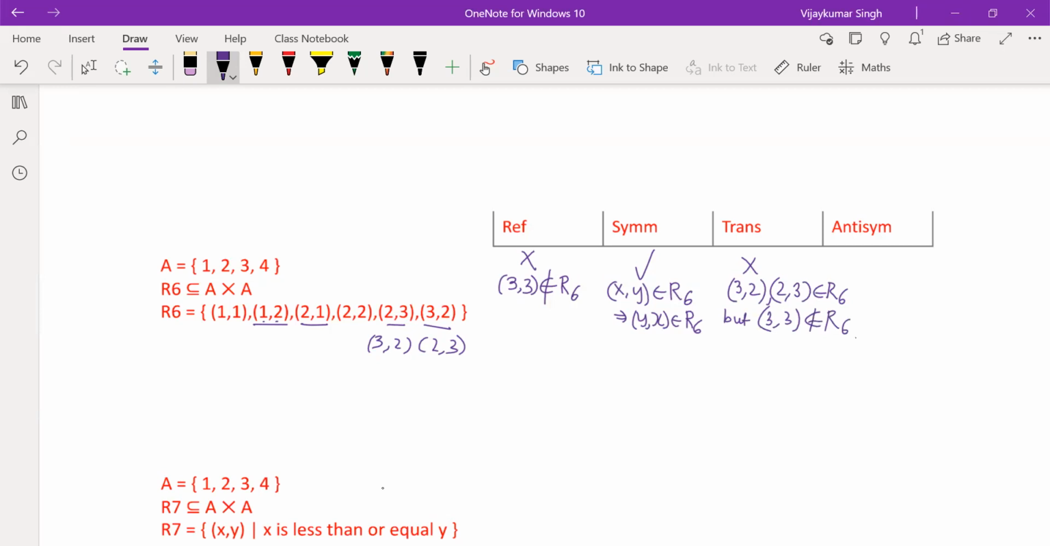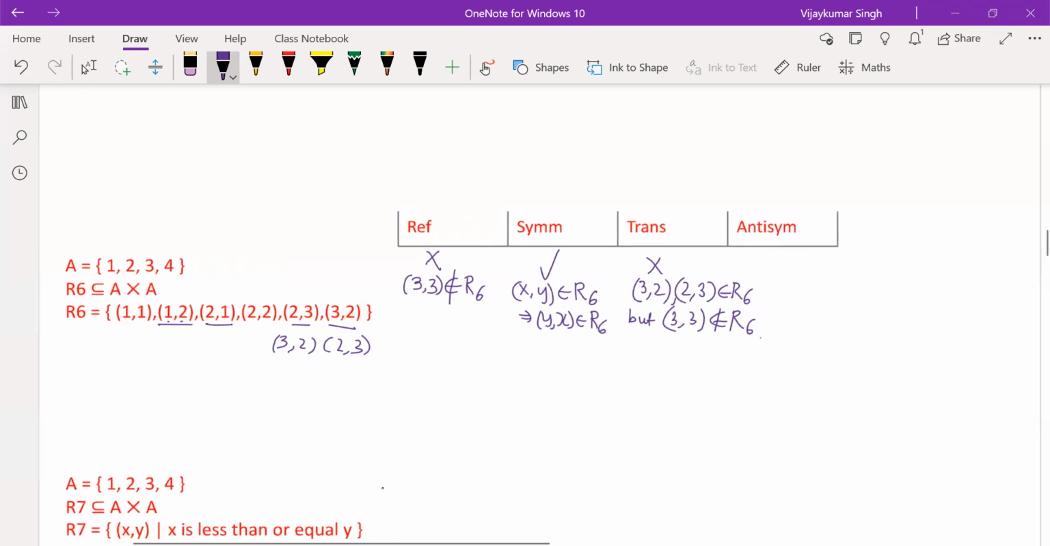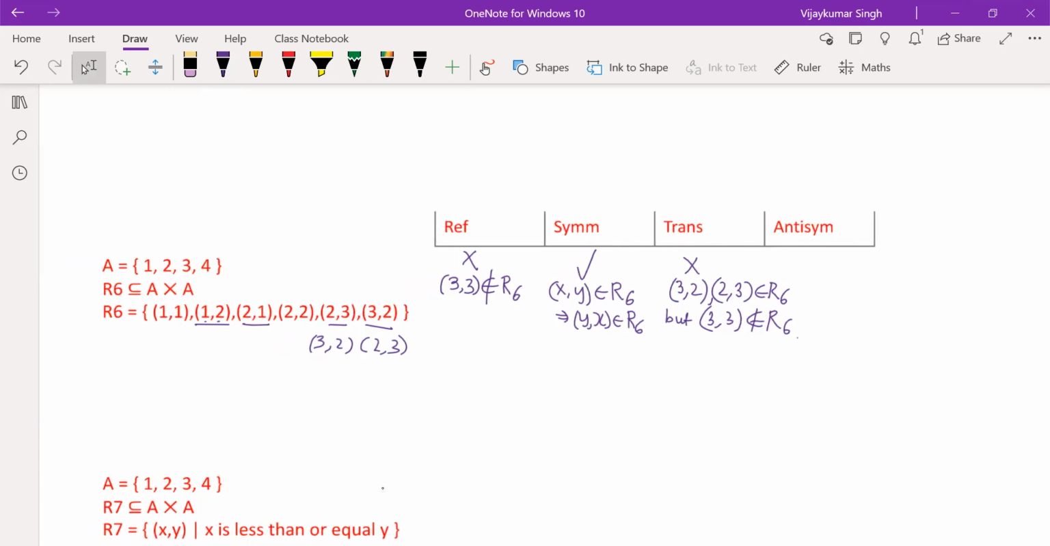So when you're given this finite example, you have to be very careful. You have to analyze each and every case. If you miss out on your case, then you might get into trouble. Because the rest, in my opinion, everything is working out properly. These are the two which are really creating the problem. Okay. Now, what about antisymmetric? Is it antisymmetric?